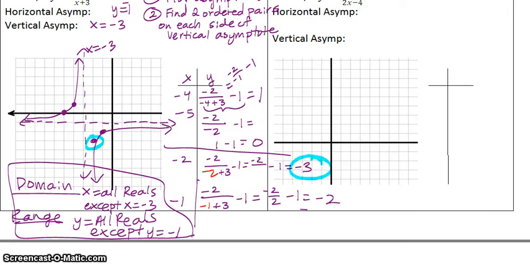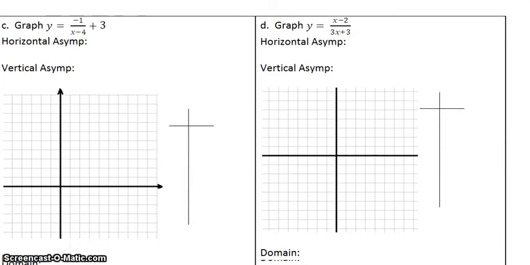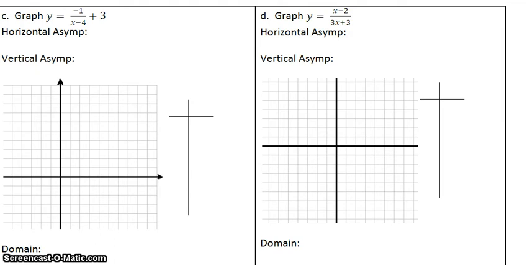We are going to flip over the sheet. You may notice I put one of each type on the front. So flip over your sheet and go to example C. That's what we're going to do next. All right, looking at example C, horizontal asymptote is at y equals k, so y equals 3. Vertical asymptote is at x equals the opposite of h, so x equals 4.